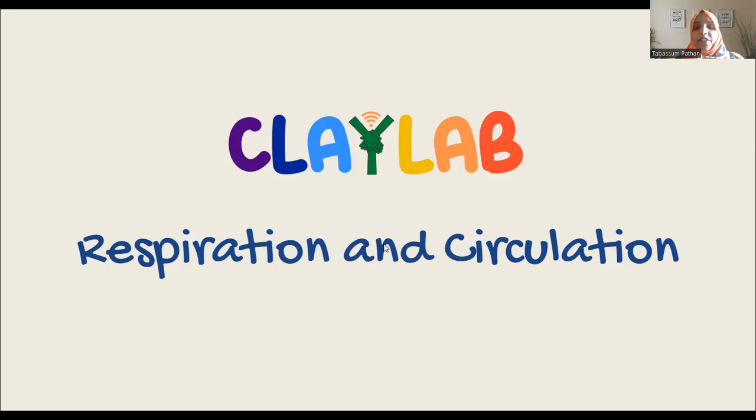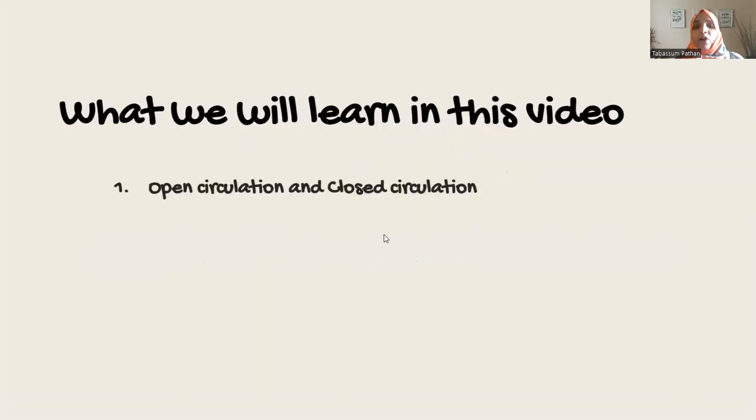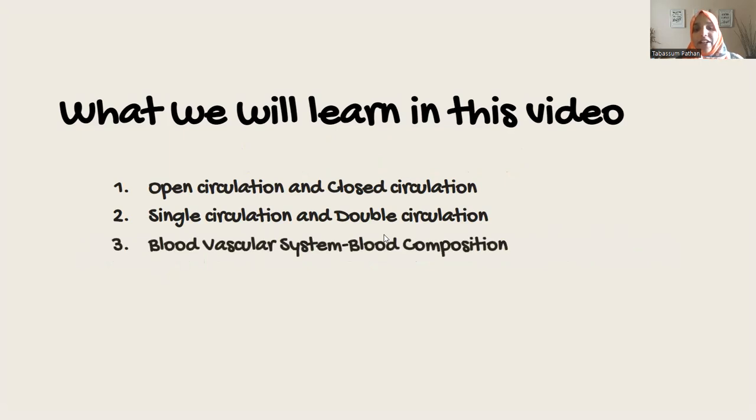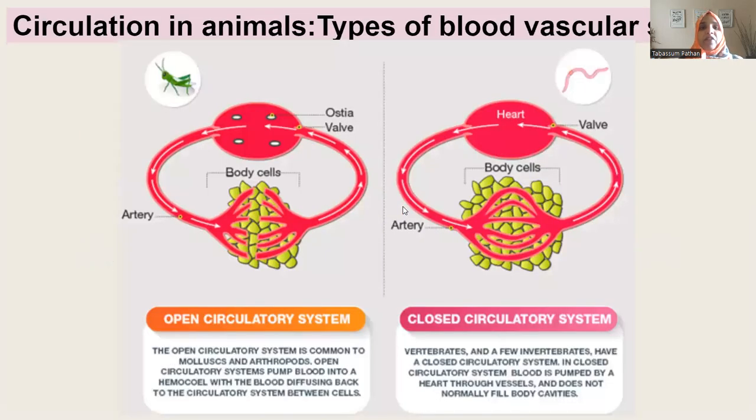So let's begin. In this video, we will be talking about the two types of circulation, that is open and closed, and then closed is further divided into single circulation and double circulation. Also, we will be introducing ourselves to the blood vascular system, basically the composition of blood. So in this video, we are going to cover these topics. So let's begin.